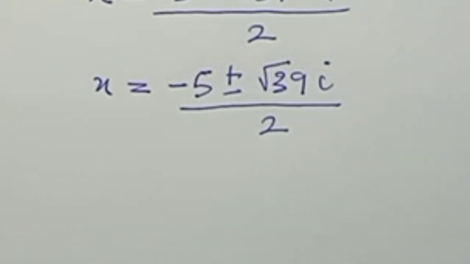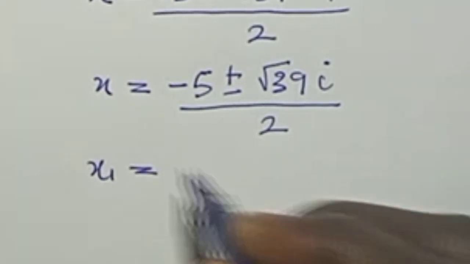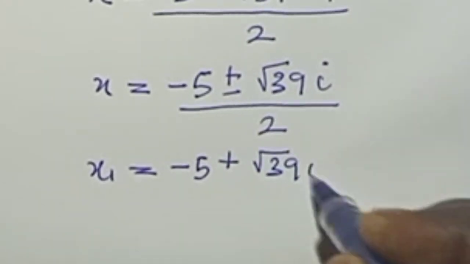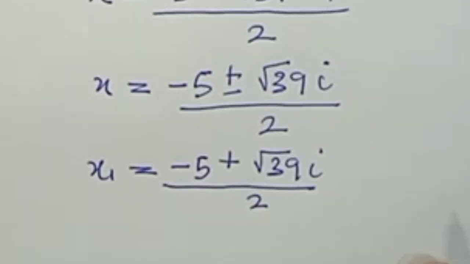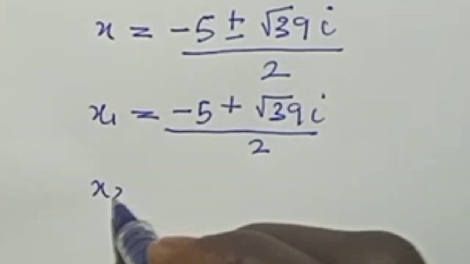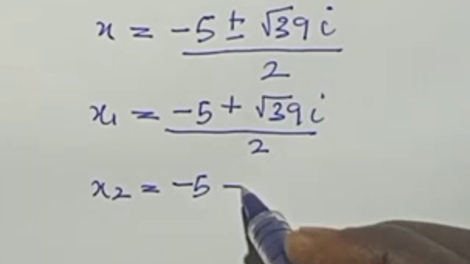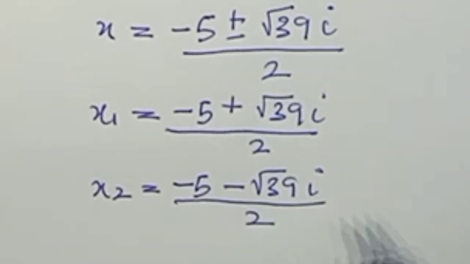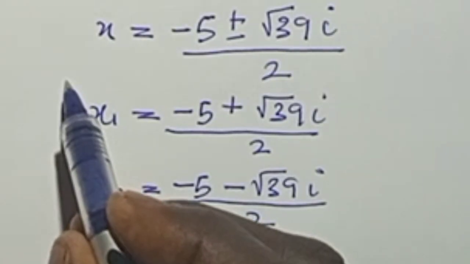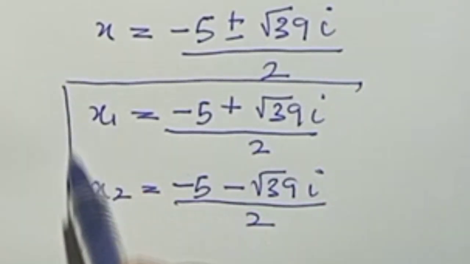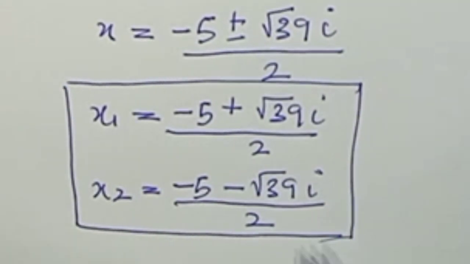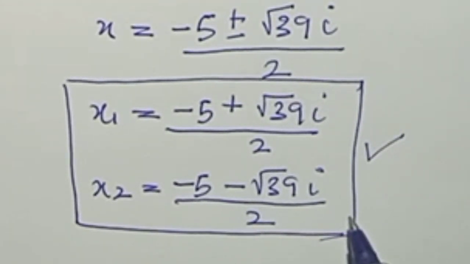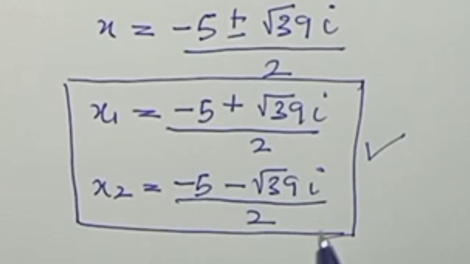So from here we have two values of s. s1 is equal to minus 5 plus the square root of 39i, all over 2. And s2 is equal to minus 5 minus the square root of 39i, all over 2. But these are imaginary numbers because they are not anywhere on the number line.